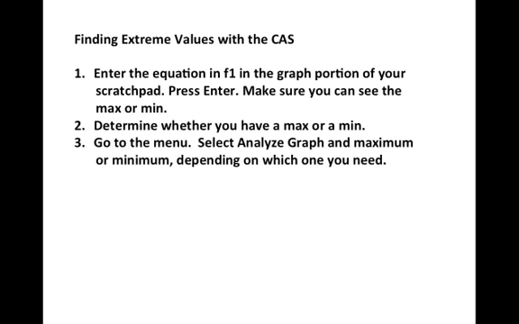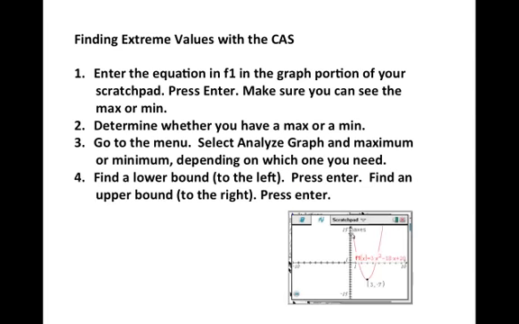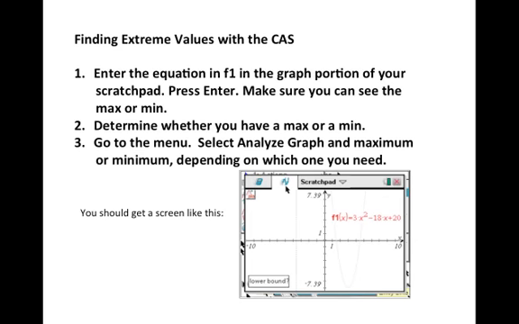All right, so go to Menu, select Analyze Graph, and then Minimum or Maximum, depending on what you need. We need minimum. Okay, so at that point, your screen should look like this. They should be asking you for a lower bound. Now, lower bound just means left. So you're going to find some point you're happy with that's to the left of the minimum. Okay, visually, we can see here where the minimum is. So I could just press enter here because that's to the left.